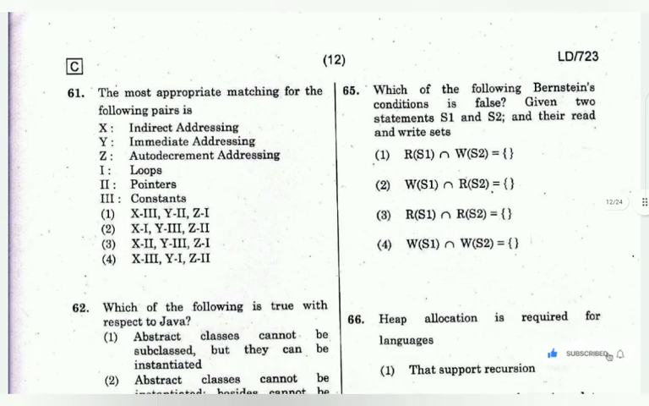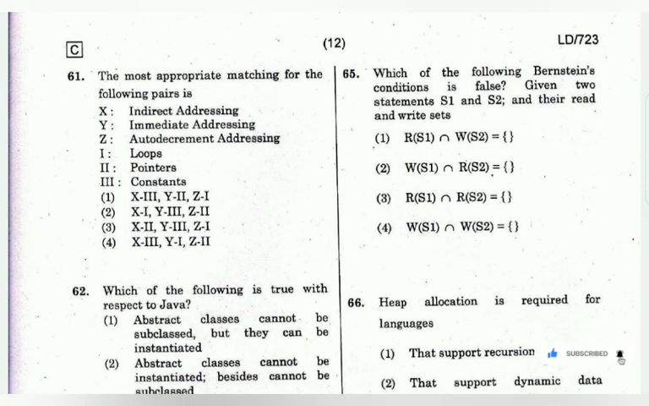The most appropriate matching for the following is: first of all, what is indirect addressing? Indirect addressing is used with pointers to access memory locations. In immediate addressing, the operand is provided directly as a constant value. Auto increment addressing is useful in loops where index values automatically increment. So option 4 is the correct answer.